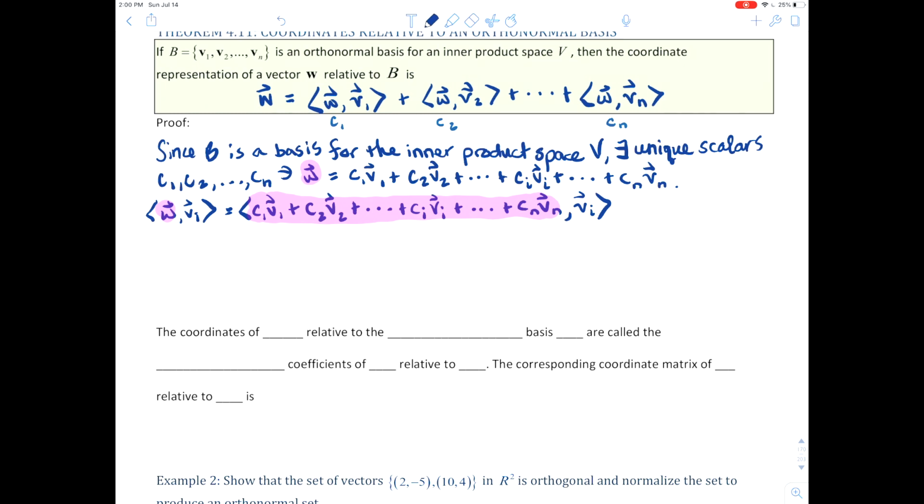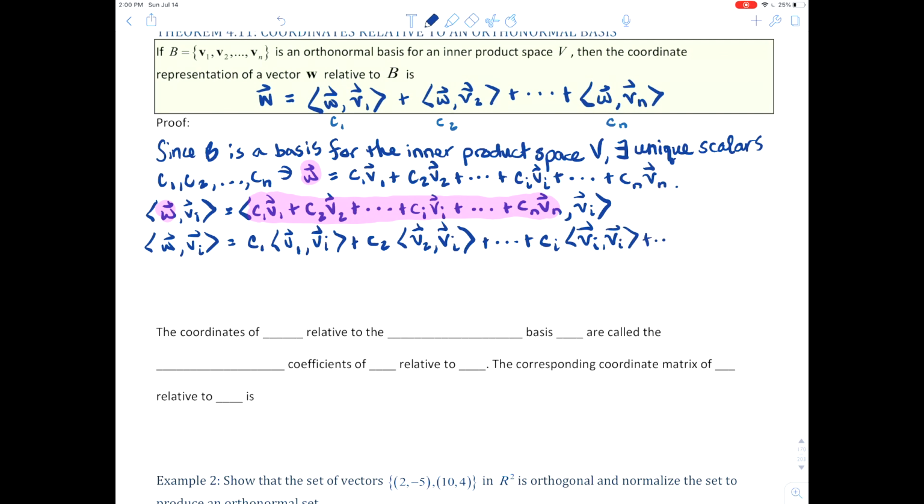Okay, well, let's see what we have then. Just like before, we can use properties of the inner product to rewrite this as what? Beautiful. C1 times the inner product of V1 with Vi plus C2 times the inner product of V2 with Vi plus dot dot dot plus Ci times the inner product of Vi with Vi plus dot dot dot plus Cn times the inner product of Vn with Vi. Cool, cool? All right, well, what was given? This is an orthonormal basis, right? And so because of that, we know it's orthogonal, correct?